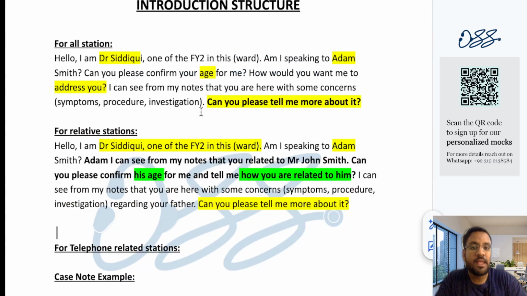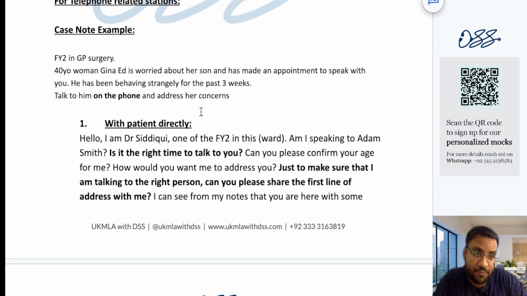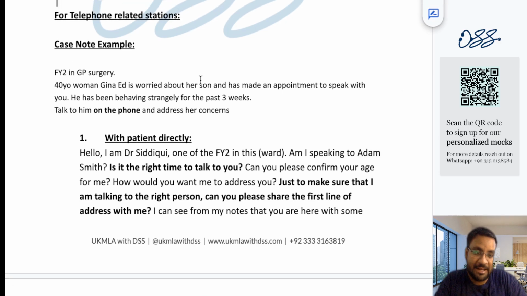Okay, so this is for the scenarios in which the patient is directly sitting in front of you. In the exam, it would be very common for you to encounter a few stations in which the patient would not directly be there, the simulator would not directly be there. It would be a telephone related scenario. It can be a telephone call or it can be a video call as well. And they do test this particular skill set, and I'll give you the reason why they have this kind of scenarios.